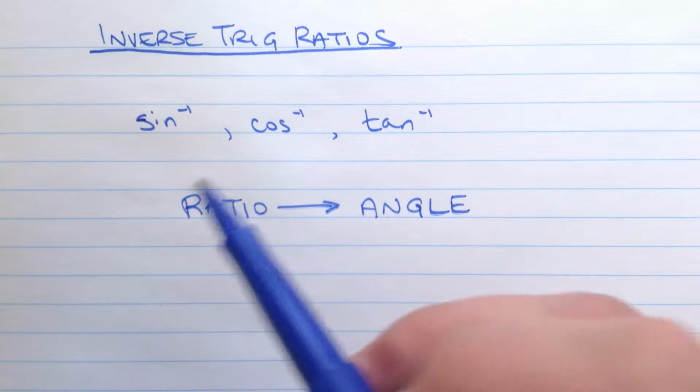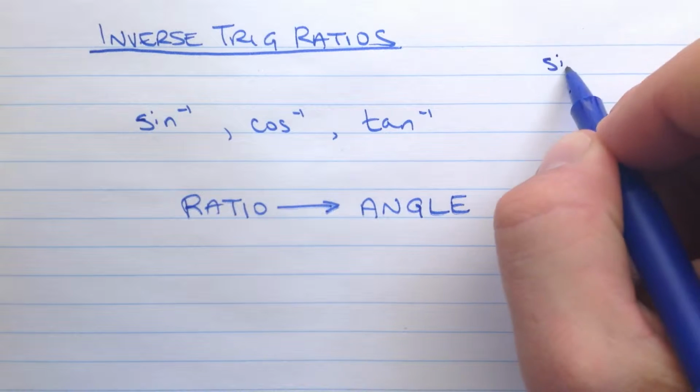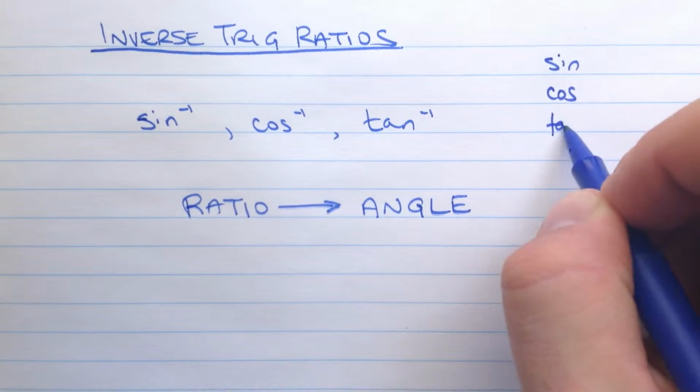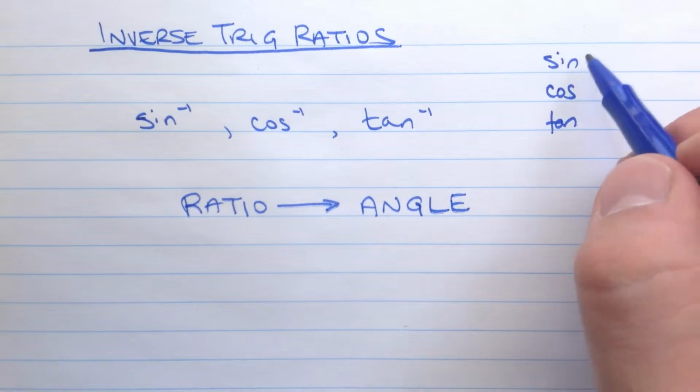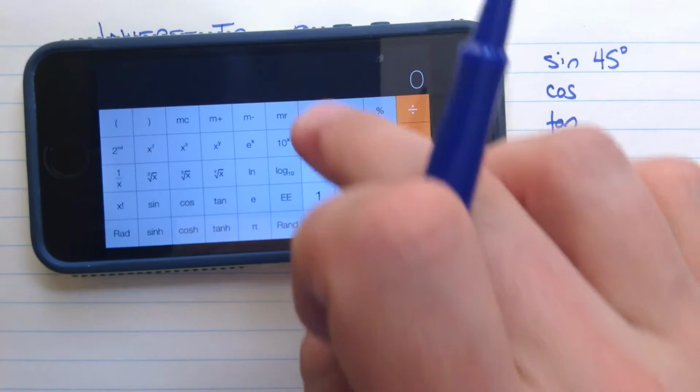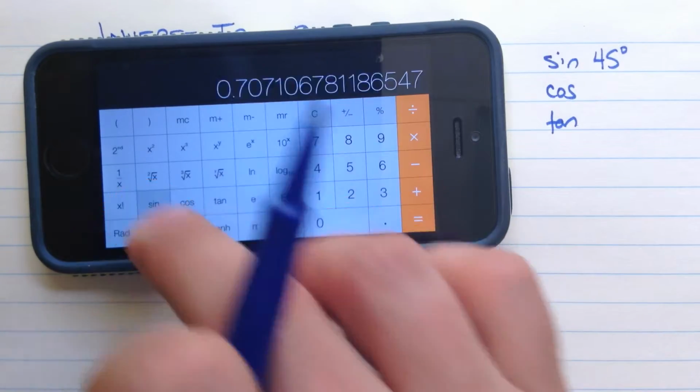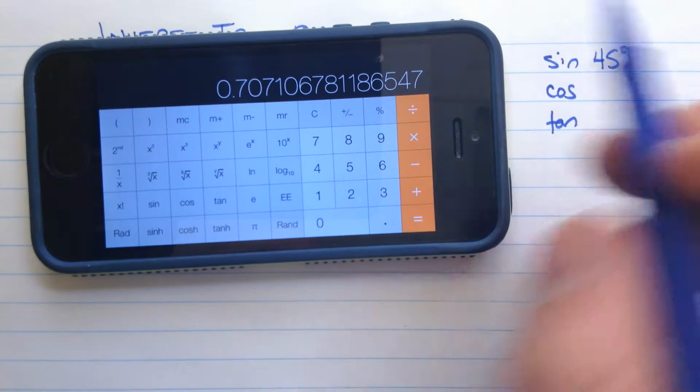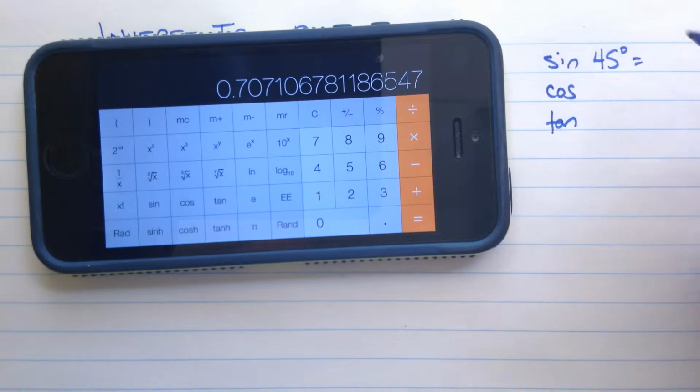Remember the regular trig ratios, sine, cos, and tan, those take in an angle, like sine of 45 degrees, and when you type those in like this, you say 45 sine, and it gives you a value like this. And you can write that, well, there's a bunch of ways to write that. I'll write the decimal out right now. That one's a nice one, though.